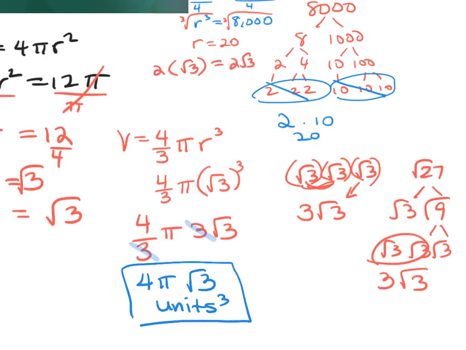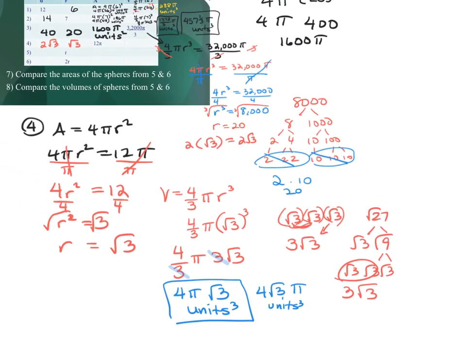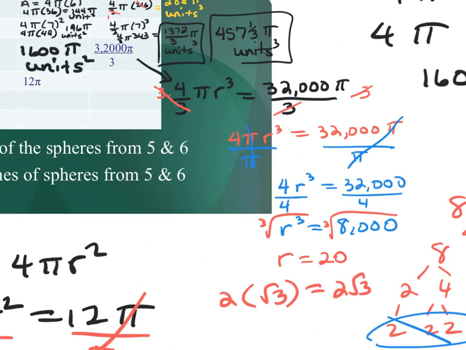Now, the order of this doesn't matter. You could have also done 4 square root 3 pi, and then units cubed, either way. So I can fill that in the box. So I have 4 pi square root 3 units cubed.